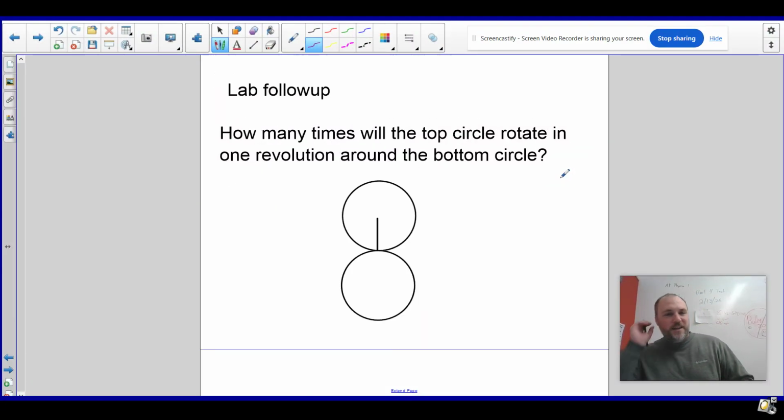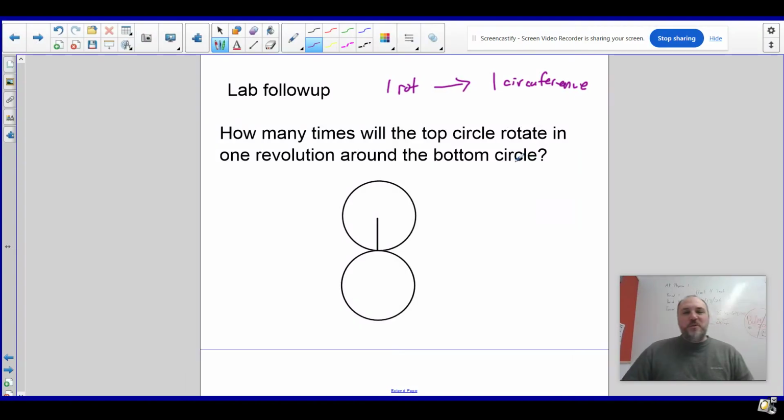All right, guys, welcome back. Hopefully you were able to do that lab and you got a nice relationship. And basically what you should have found in the lab is that for each rotation of the wheel or the circle, you should travel one circumference. So one rotation should lead to one circumference traveled by your wheel.